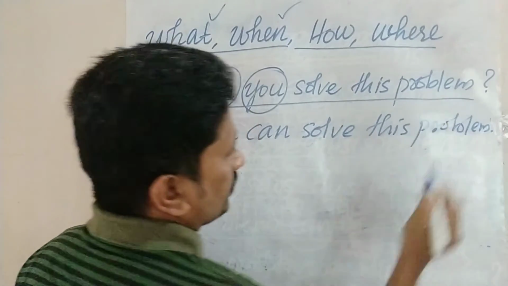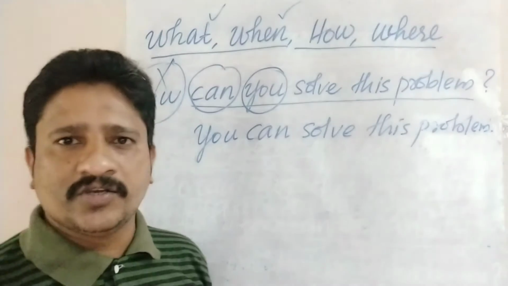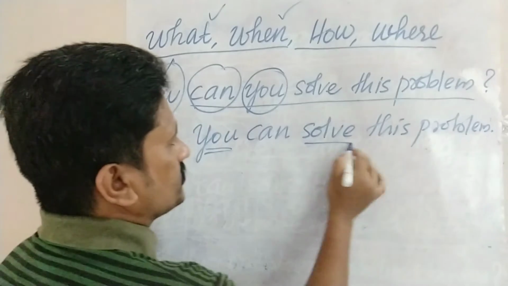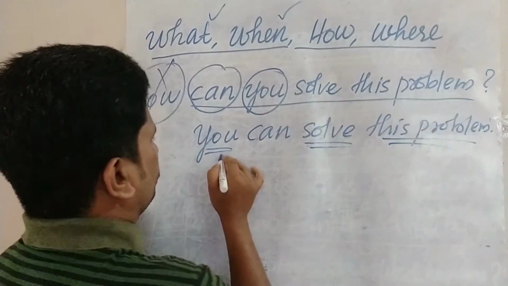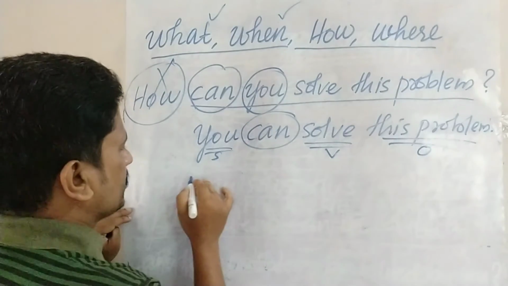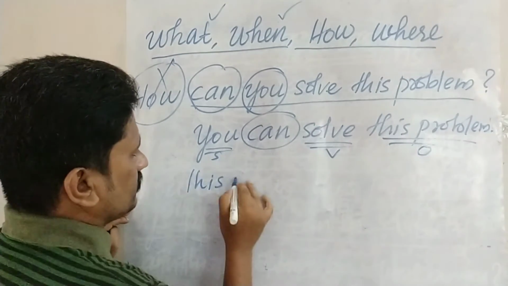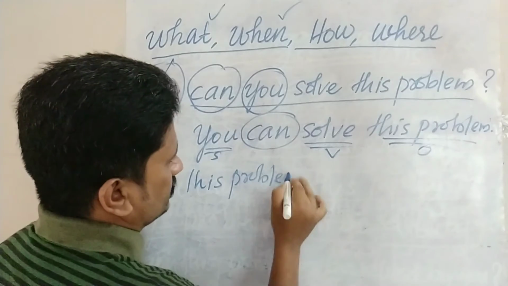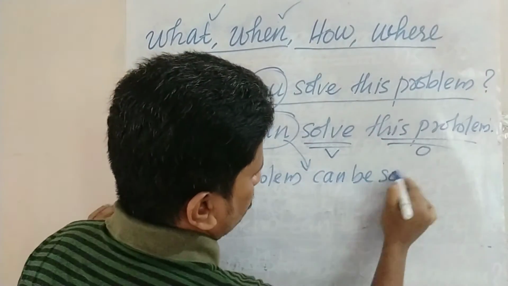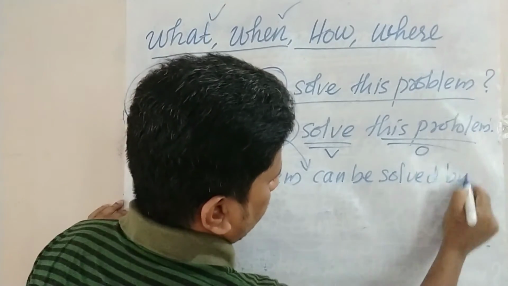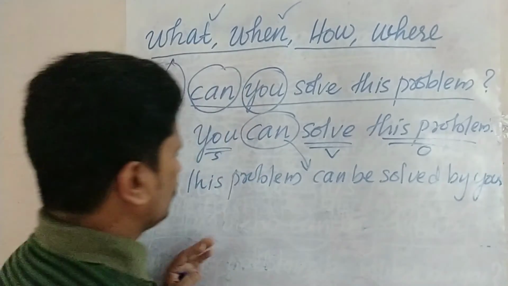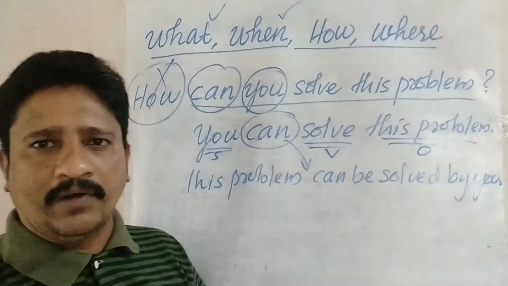Now the sentence has been changed into a statement. Now we can change it into passive voice: subject, verb, and object, and remember the modal auxiliary here. So, this problem can be solved by you. This is the passive form now.